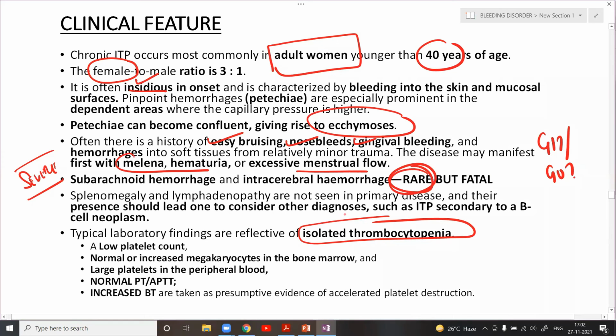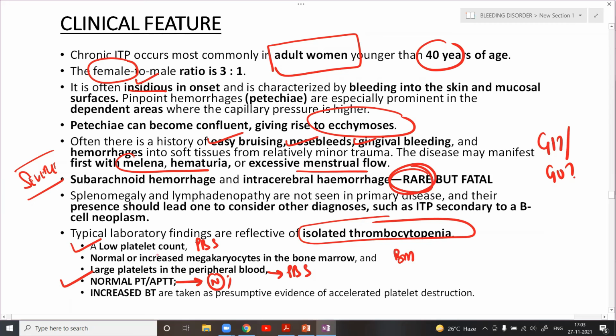Let us see. First of all, PT-APTT is normal. What does it mean? There is nothing wrong with the coagulation system. What other thing will I see in the peripheral blood smear? First, I will see if there is thrombocytopenia. Again, in the PBS, I will see large platelets, giant platelets are present. If this is confirmed, I will go for a bone marrow study.